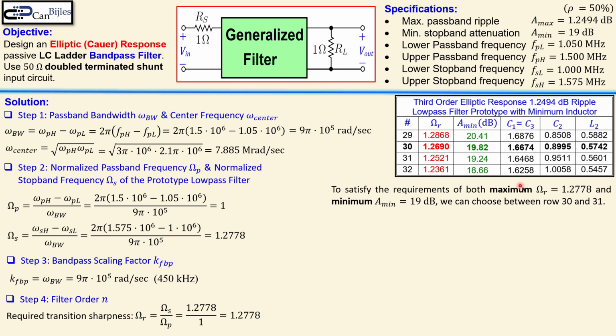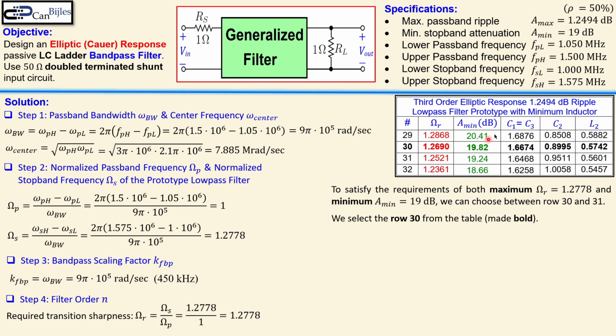In this part, in order to satisfy both the maximum omega R and the minimum 19 for A minimum, we can choose between row 30 and 31, because going up means I cannot fulfill the omega R anymore, and going down to 32 I cannot fulfill A minimum anymore. So in this case we just choose row 30. You can also go for row 31, it doesn't matter, it's just perfectly fine.